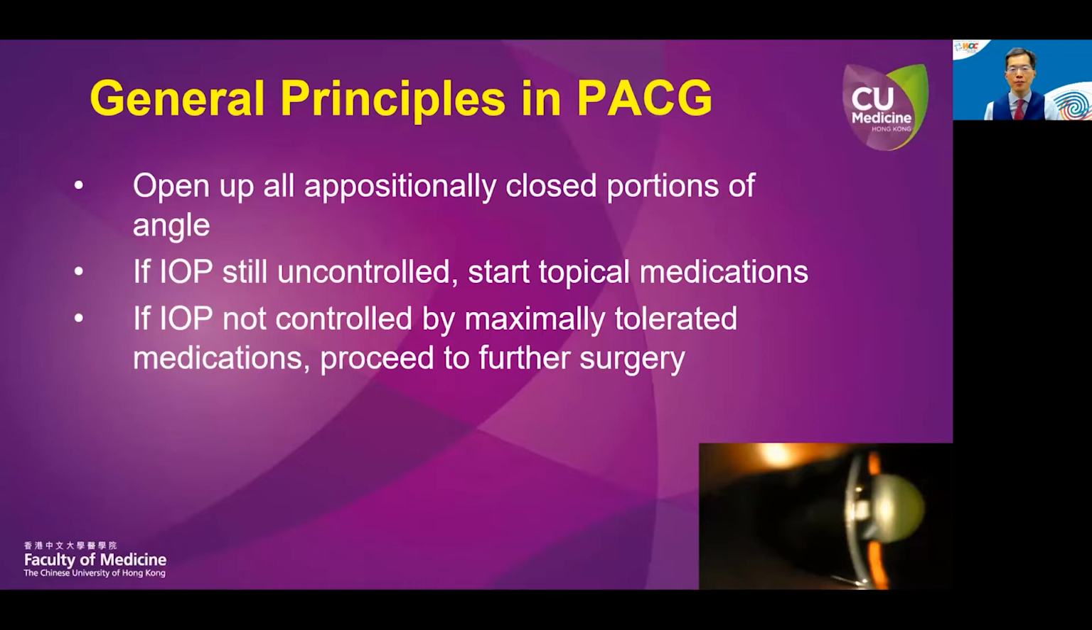Now, the general principles in the management of primary angle closure glaucoma: the very first step is you try to open up all appositionally closed portions of the angle as far as you can. If the intraocular pressure is still uncontrolled, then you start topical medications. If IOP is still not controlled by maximally tolerated medications, then you may consider further surgery.